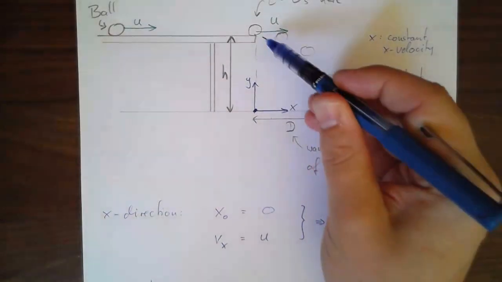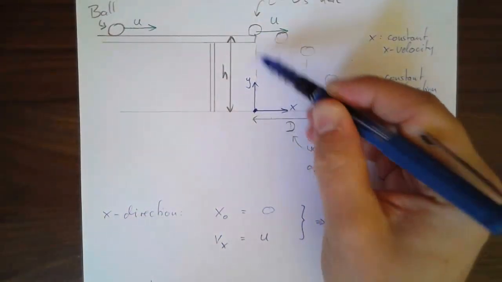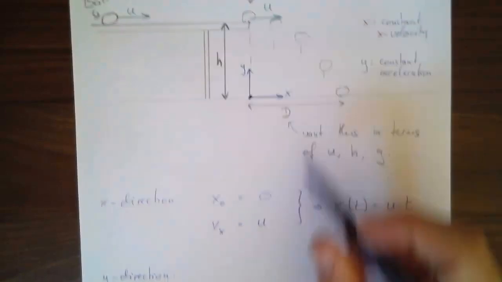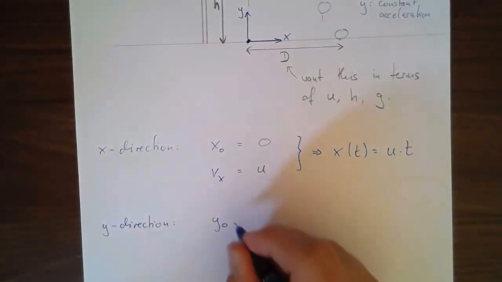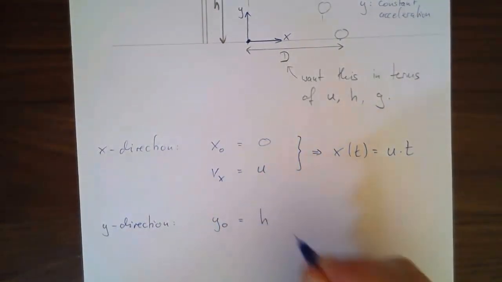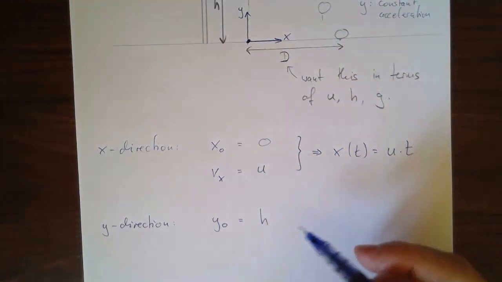Though first, we start at some y position. Right? This is not at the origin. It is at some height, and the height is called h. So my initial y position, let me write it like this, is equal to h, the height that's assumed given.